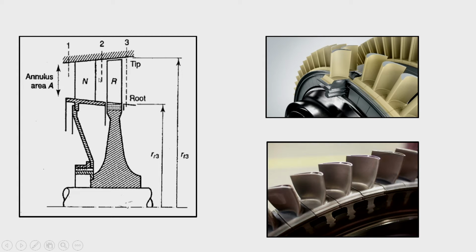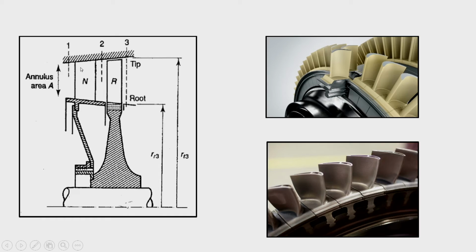It is exactly opposite to the case of the compressor. In a compressor, one stage was again comprised of two components, one was the rotor and one was the stator, but the rotor was upstream and the stator was downstream. But in the case of a turbine, the nozzle is upstream and the rotor is downstream.